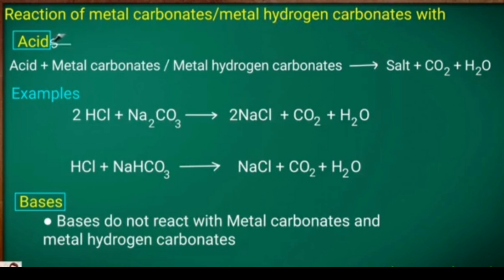Let's start the topic. First, reaction of metal carbonates and metal hydrogen carbonates with acids. That means, what happens when acid reacts with metal carbonates and metal hydrogen carbonates. Let's see this example. When acid reacts with metal carbonate and metal hydrogen carbonate, it gives salt, carbon dioxide and water. It can be understood by these examples.